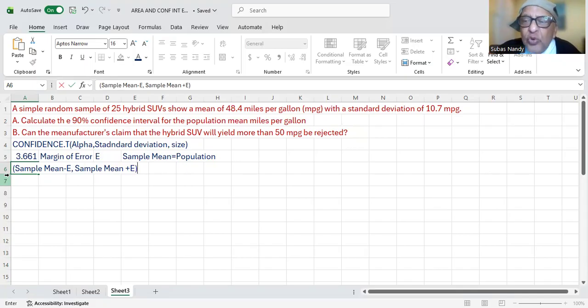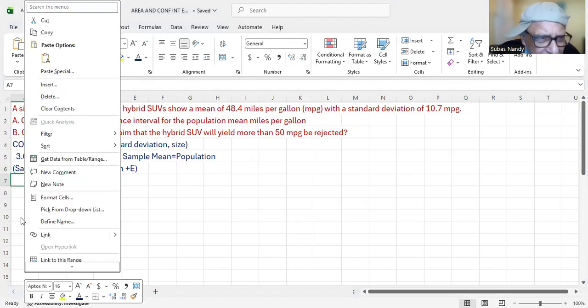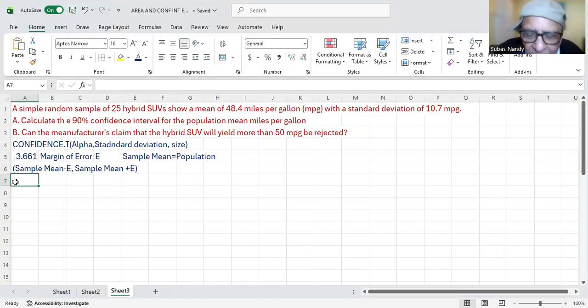So the two boundaries: the lower boundary of the confidence interval is the sample mean minus E, the margin of error, which we got from the TIA from Excel. And the upper boundary of the confidence interval is the sample mean plus E. So what is my confidence interval then in this case?